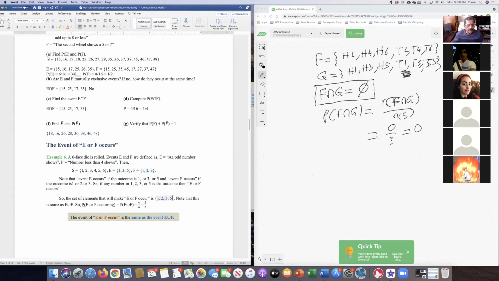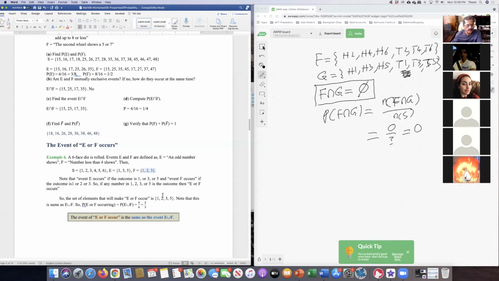That's 1, 2, 3, 5. So as you can see, if the outcome is a 1, 2, 3, or 5, then E occurs because it's here, and F occurs. I mean, I'm sorry, if it is 1, 2, 3, or 5, then either E or F occurs.